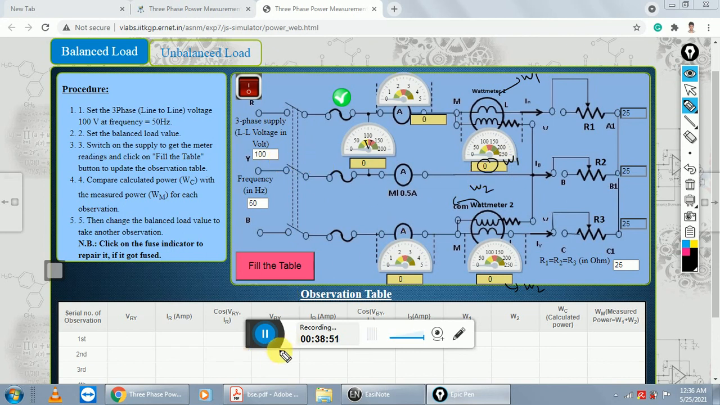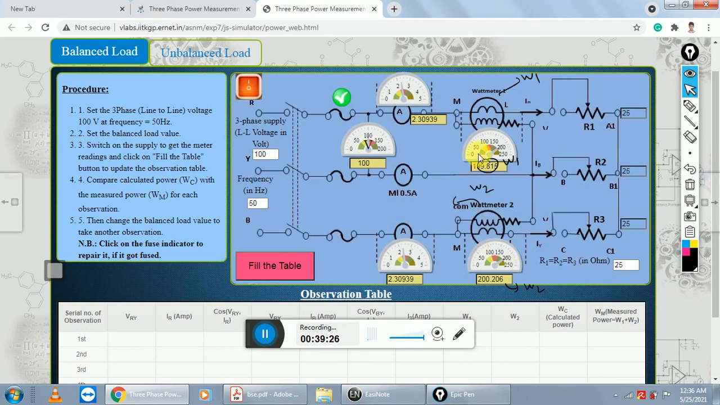Take the readings first. In this case, line voltage is 100 and frequency is 50 Hertz. Switch on. So the line voltage is 100 volt. The voltage measured between R phase and Y phase is 100, and the load is 25 ohm. All R1, R2, R3 is 25 ohm.